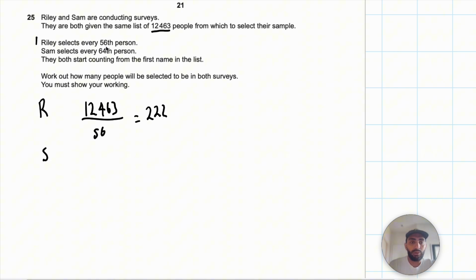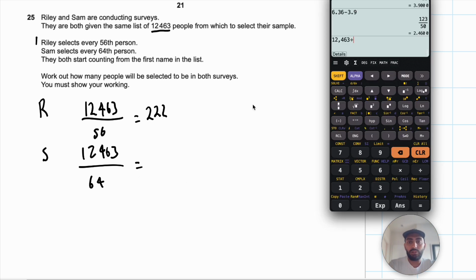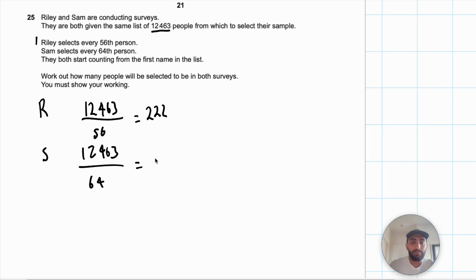I'm going to do the same thing with Sam. 12,463 divided by, this time it's 64, which is equal to 194. Same as before, I'm rounding it down. So that would be 194. We've considered how many people they're both going to ask, but we need to consider all of the duplicate people, so we need to remove those. How could we find all of the common people from both of their lists?